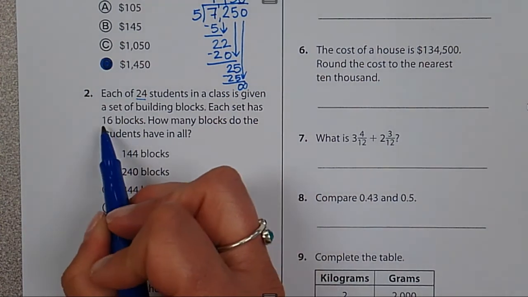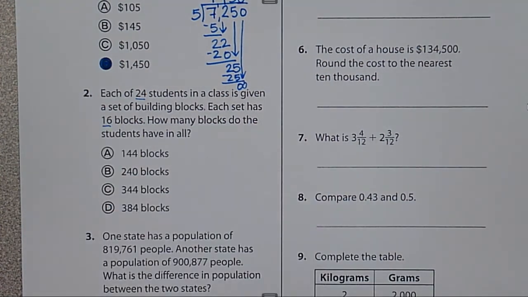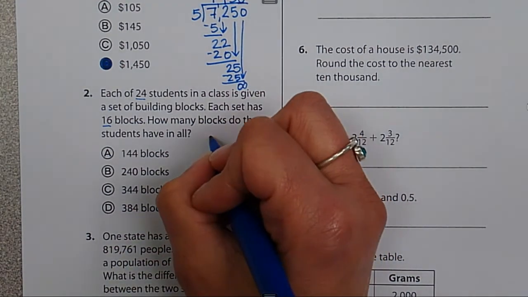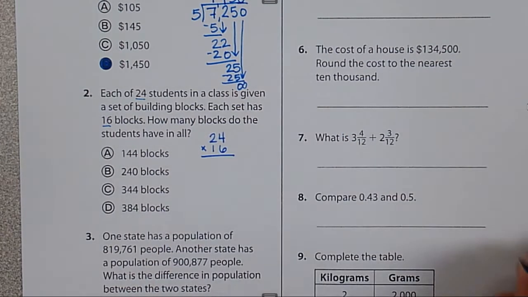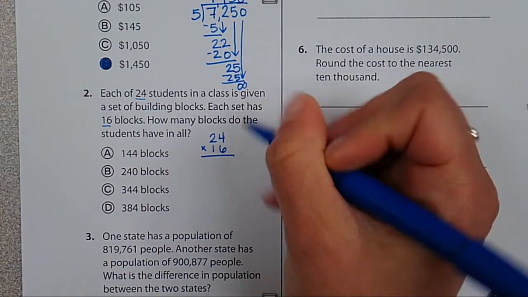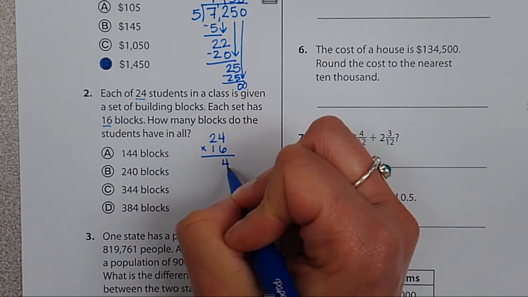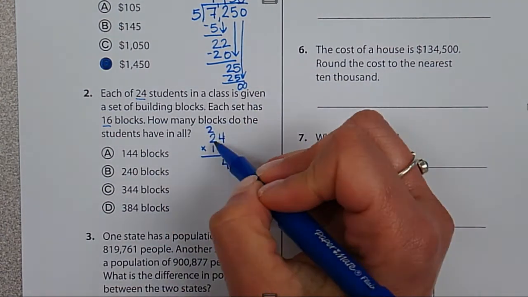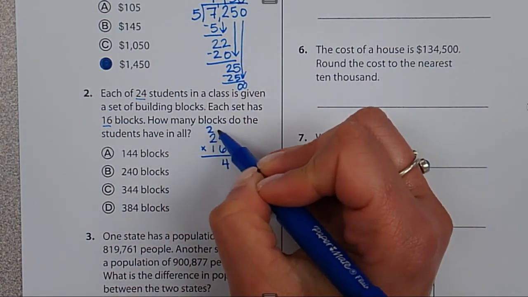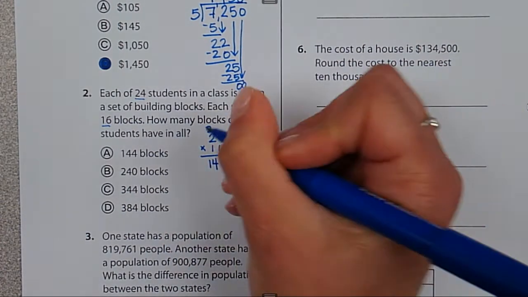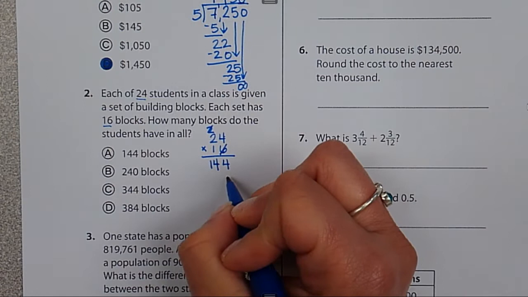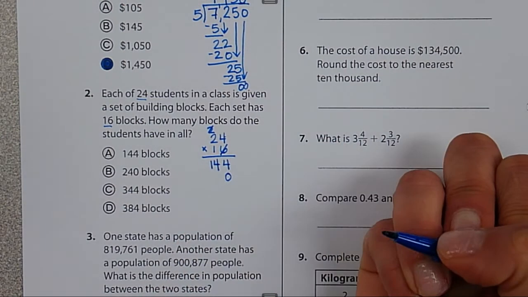And number 2, each of 24 students in a class is given a set of building blocks. Each set has 16 blocks. It asks how many blocks do the students have in all? Well, here we're going to be multiplying 24 by 16. So we'll start: 4 times 6 is 24. Put the 4 down here, carry the 2. 2 times 6 is 12. 12 plus 2 is 14. And cross out that 6. I'm done with it. Cross out that 2 up there. Put my placeholder under the 4.